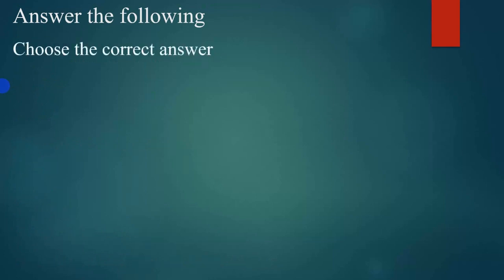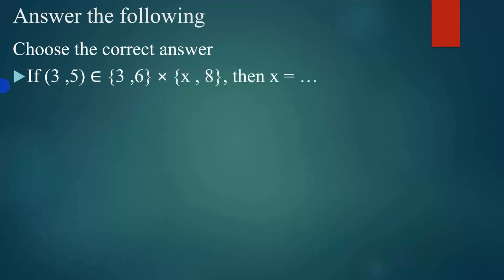Choose the correct answer. If the ordered pair (3, 5) belongs to the Cartesian product set of 3 and 6 cross set of x and 8, then x equals, you can easily note that x is in the second set, which is the set of the second projection. So x is supposed to be a second projection. The second projection in our ordered pair is 5. Okay, that means that x equals 5.